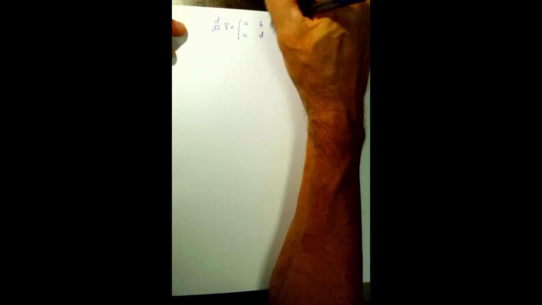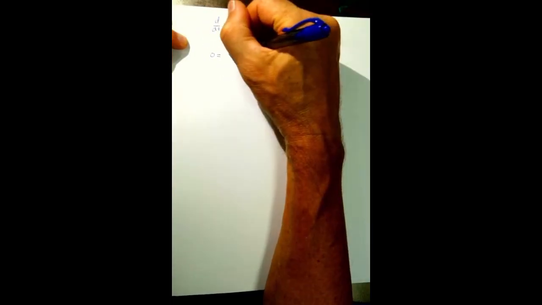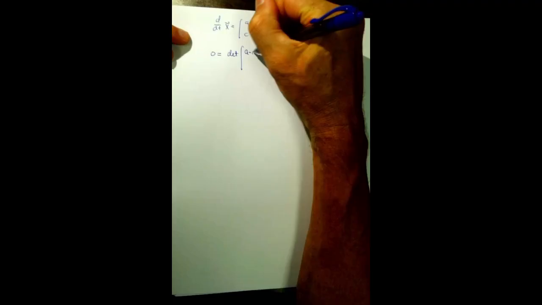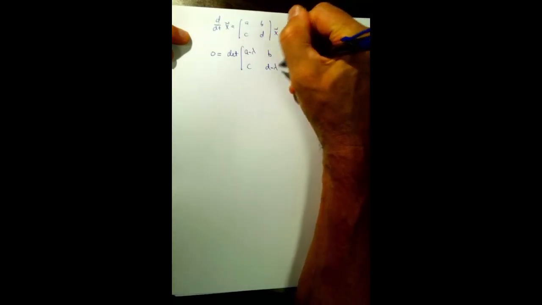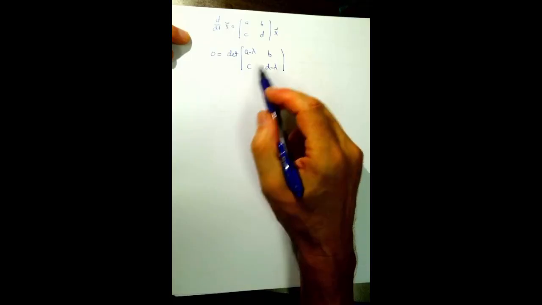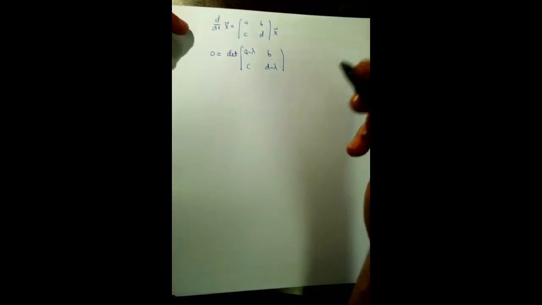So we're assuming we have a 2x2 system, and the matrix looks like A, B, C, D. And the stability is going to be determined by the eigenvalues. So if I take that matrix and I subtract lambda from the diagonals, so I have A minus lambda, B, C, then D minus lambda. If I take the determinant of that set equal to 0, that's going to define my eigenvalues.